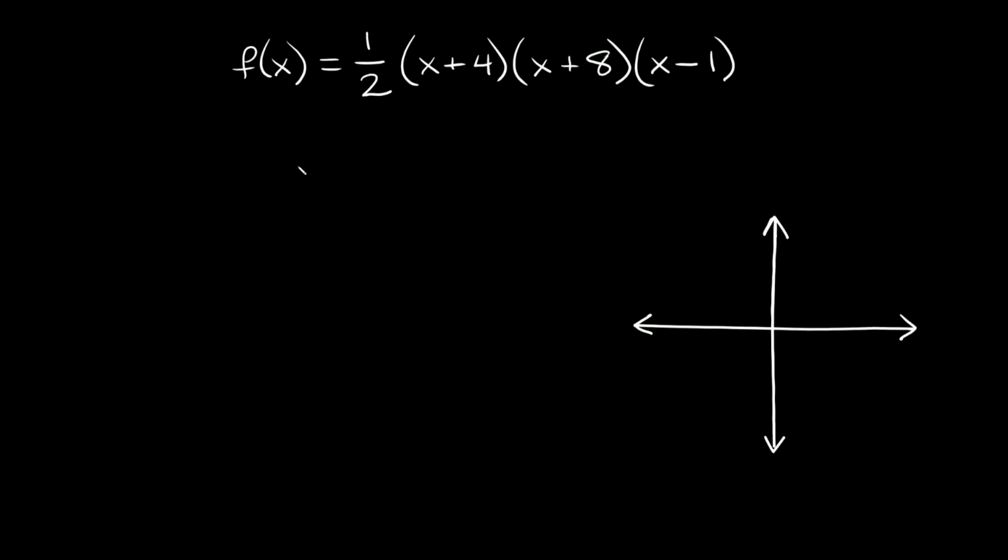So in this video, I'm going to teach you how to graph polynomial functions and describe their end behavior. All right, so let's start with this one right here. F of x is equal to 1/2 times all these parentheses, right? X plus 4, x plus 8, and x minus 1.